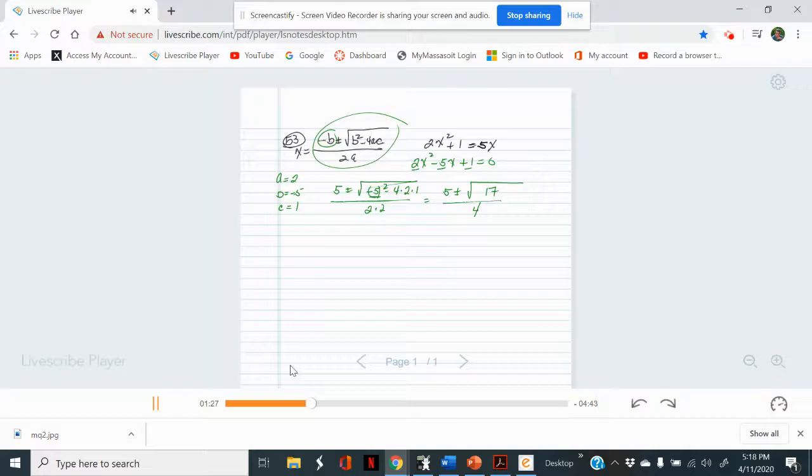So you got two answers. You've got 5 plus the square root of 17 divided by 4, comma 5 minus the square root of 17 divided by 4. Now, what's going to happen is, even if you're doing this with your calculator, which I've been touting, it's not going to give you radical 17, which is an irrational number.